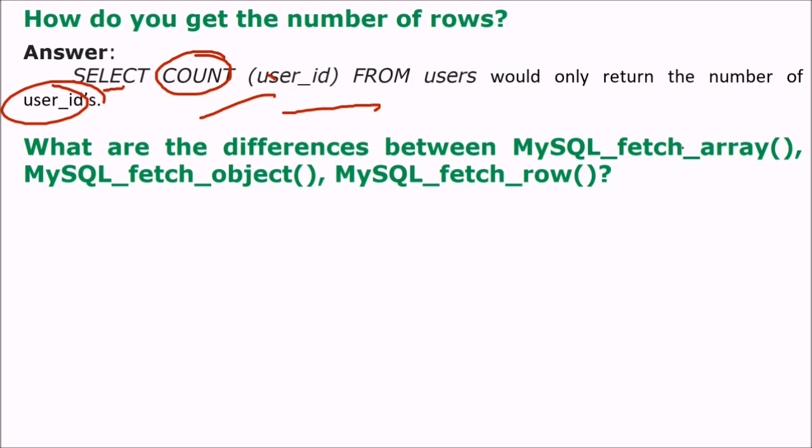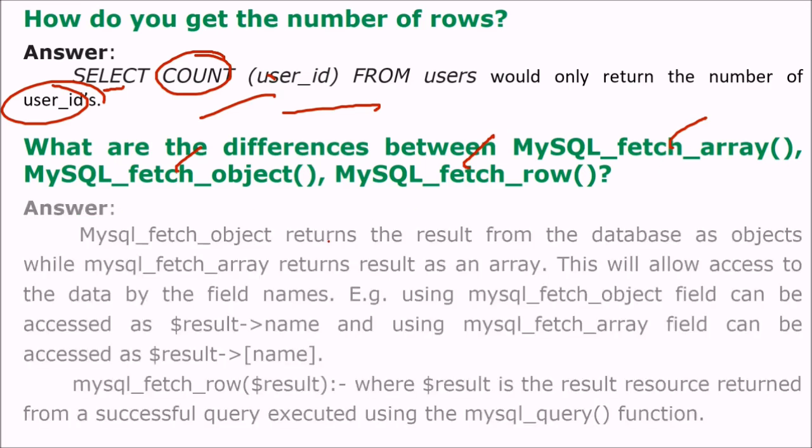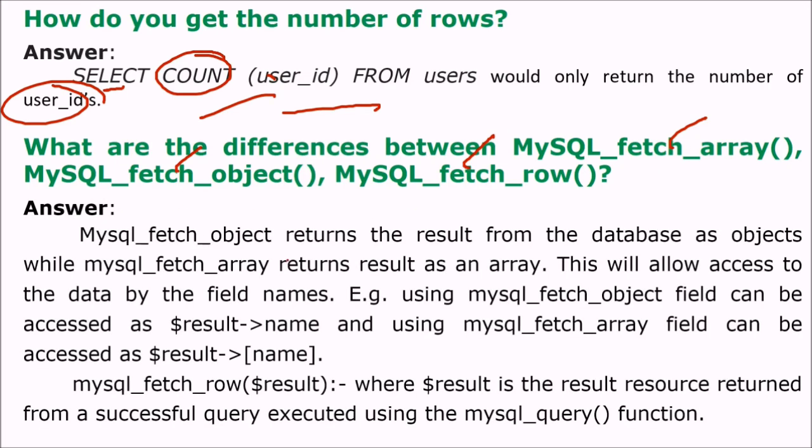What are the differences between mysql_fetch_array, mysql_fetch_object and mysql_fetch_row? So array, object and row. mysql_fetch_object returns the result from the database as objects, while the array will return it as an array. This allows access to the data by field name. For example, with mysql_fetch_object, a field can be accessed using $result and then the name, just imaginary, we are taking.